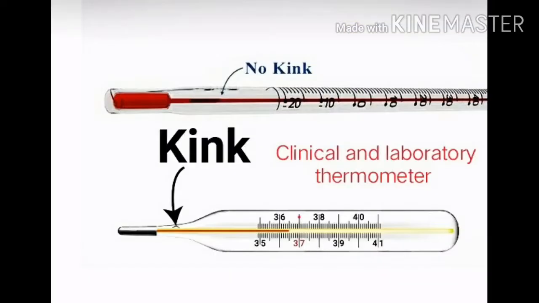Kink is present in a clinical thermometer. Kink is not present in a laboratory thermometer. The kink is a narrow and sharp bend or curve in the bore of the clinical thermometer tube. It prevents the backflow of mercury.